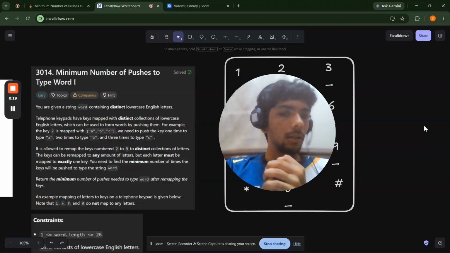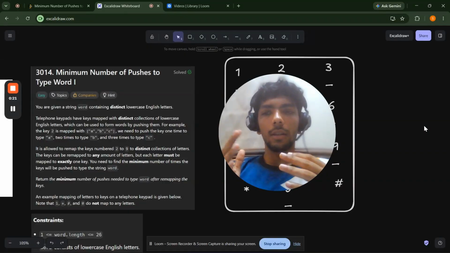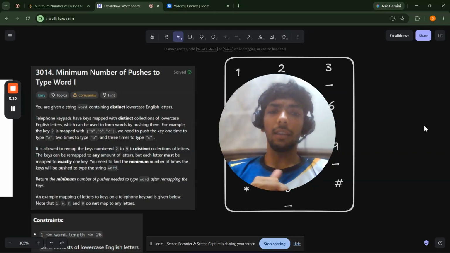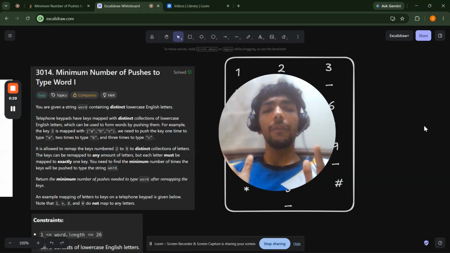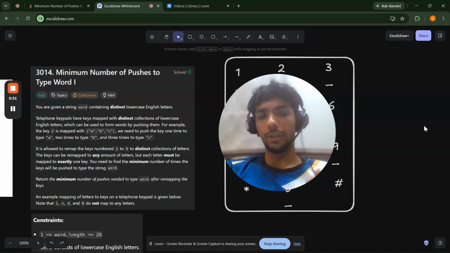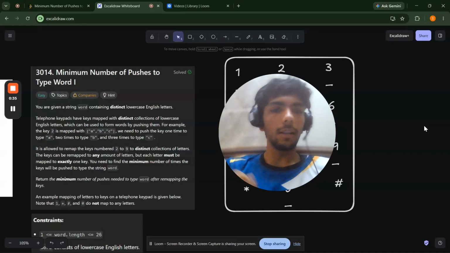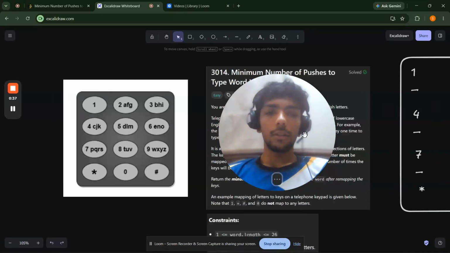Once we understand the question, we'll move to understanding examples, where we will see one or two examples and then we will find the pattern. Once we find the pattern, we will put it in the coding language. Okay. So let's first understand the question and then move to the examples.